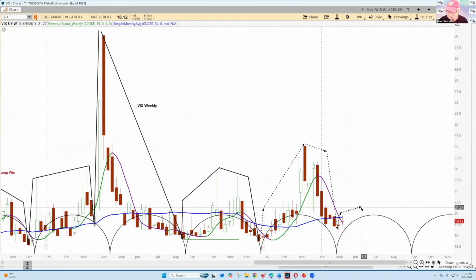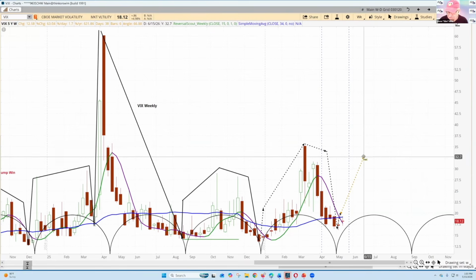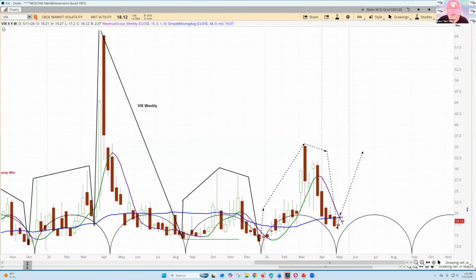Now, I only have this pointing modestly higher, but really it could be much more like this when you get into this June time frame. So I said somewhere mid to late June is a peak in here, and it could actually look like that. So I don't really know, because we're only early in this weekly timing that we see right in there.